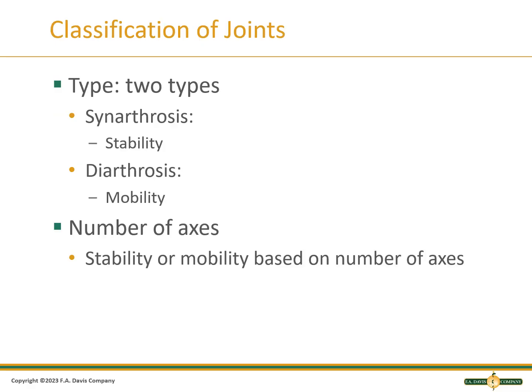We have two main types of joints. Synarthrosis joints are designed for stability. That's why they all start with S. Diarthrosis joints are designed for mobility and movement. The amount of mobility a joint has is determined by the number of axes of rotation that joint has.